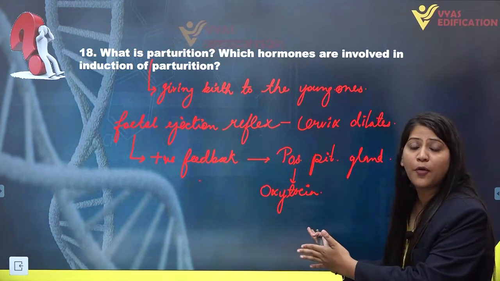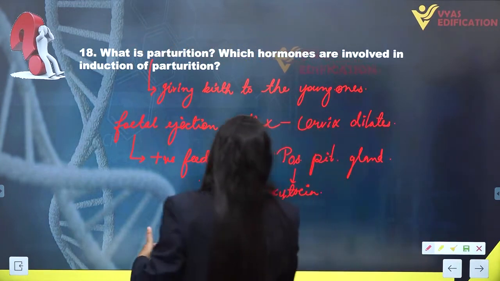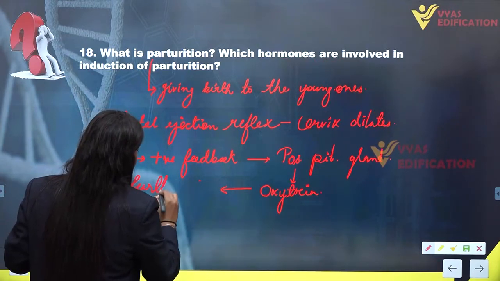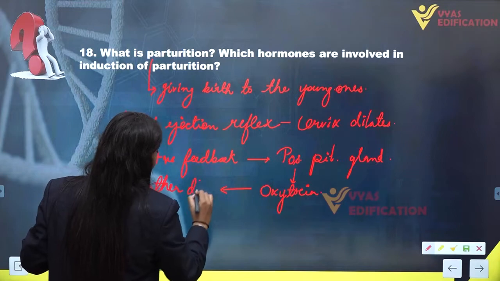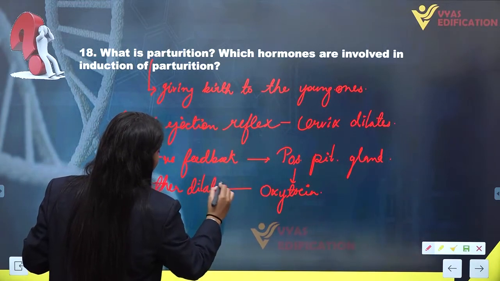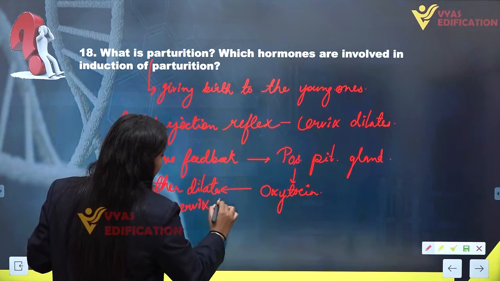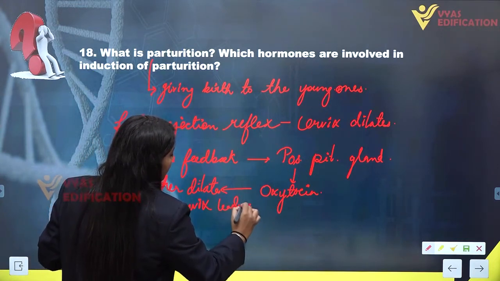After the formation of the oxytocin hormone, it further dilates the cervix, leading to parturition.